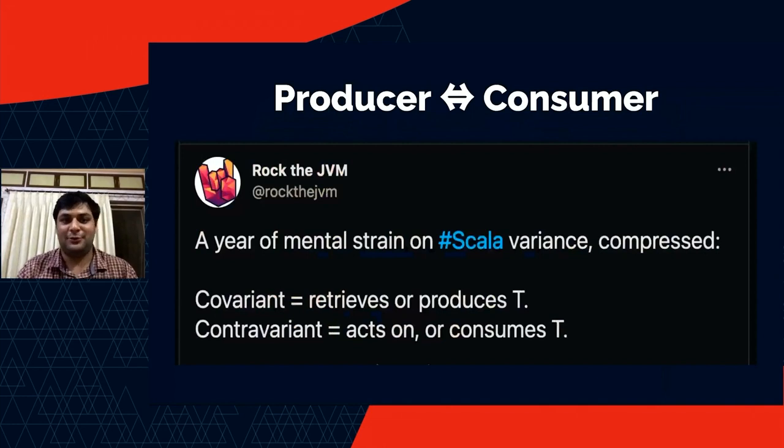Here is a very good tweet by Rock the JVM. Thank you, Rock the JVM, for creating such a good tweet. It's regarding this producer and consumer concept, and in the part of covariance and contravariance, it's really helpful to look into this. So covariant is when we want to retrieve or produce a type T, and when we want to act on or consume that particular type T, think of it as contravariant in the type modeling. This will really help.